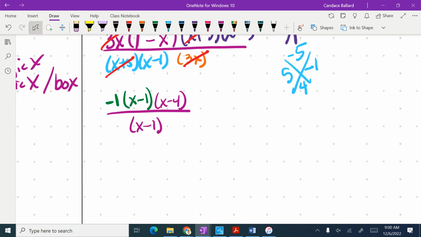Can I cross something else out? Now those match exactly. So I now can cross them both out. Okay, so I get negative x minus 4 with the parentheses around it as my final answer. That one is very satisfying. We got rid of almost everything, right? Sometimes we get rid of almost nothing. Sometimes we get rid of almost everything.